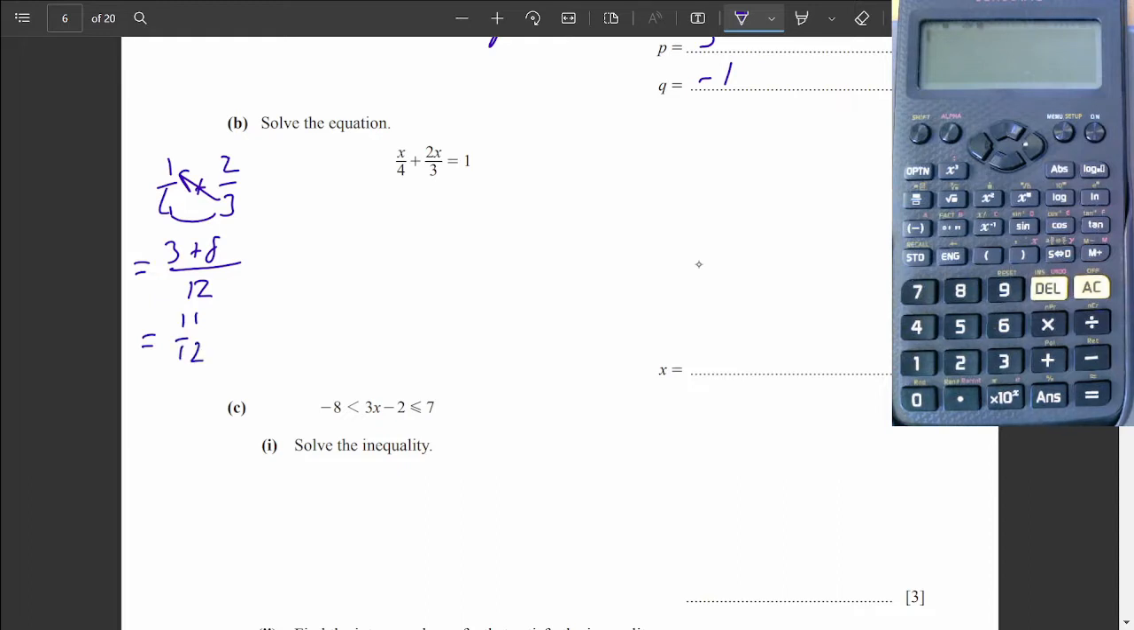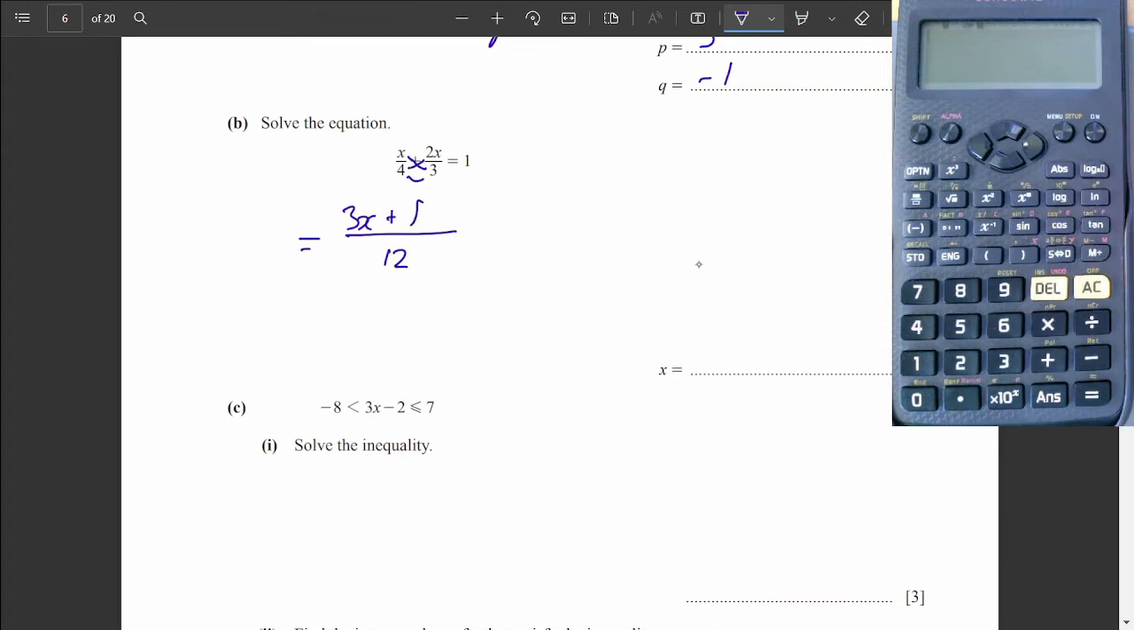Now in this case, we just have a few x's in there, but we do the same thing. So first thing we do, we multiply the 4 and the 3 together. That gives us 12. Multiply the 3 with an x, so that gives us 3x, and multiply the 4 with a 2x, that gives us 8x. And that's equal to 1.